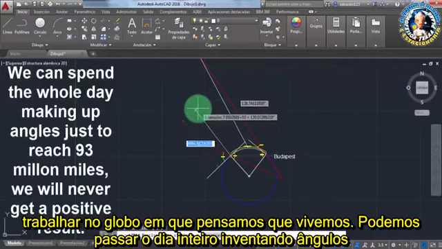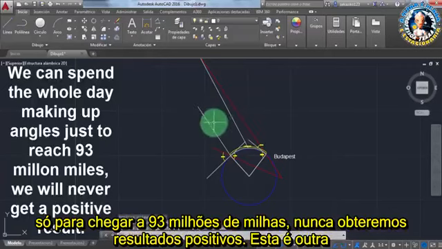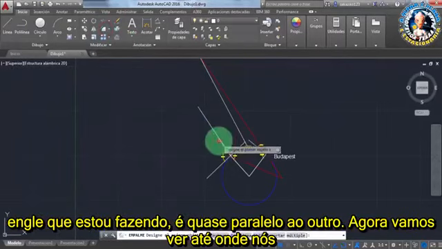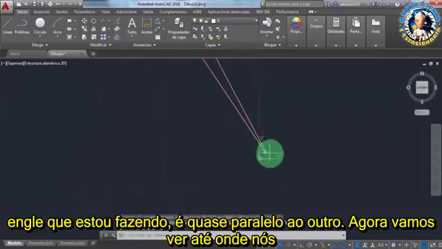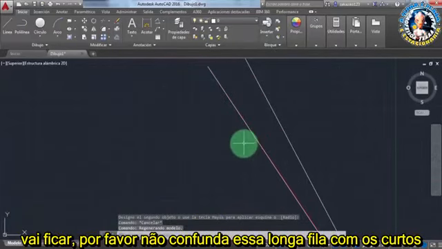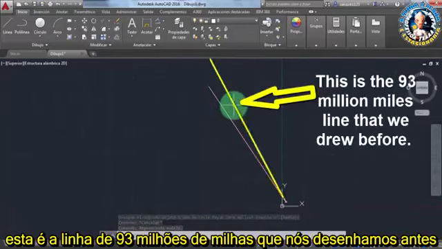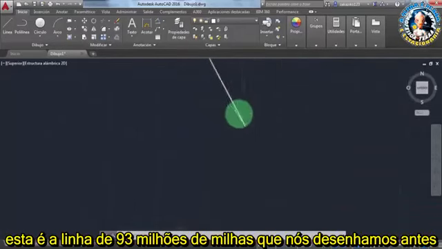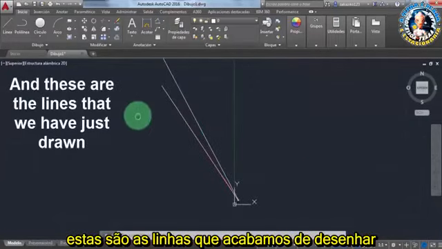You can spend the whole day making up angles just to reach 93 million miles. We will never get a positive result. This is another angle that I'm making up. It's almost parallel to the other one. Now let's see how far we are going to get. Please don't confuse this long line with the short ones. This is the 93 million miles line that we drew before, and these are the lines that we have just drawn.